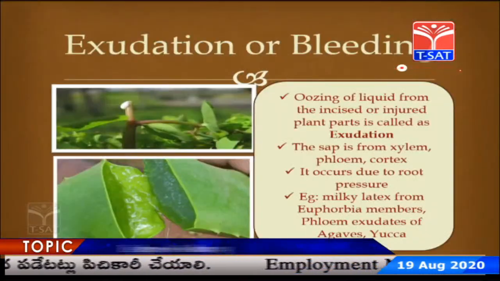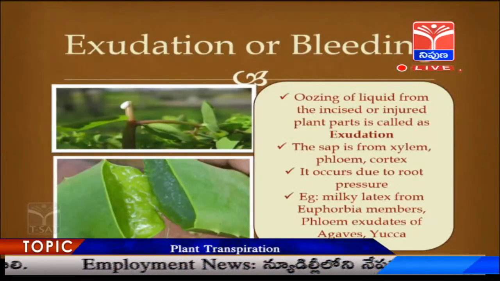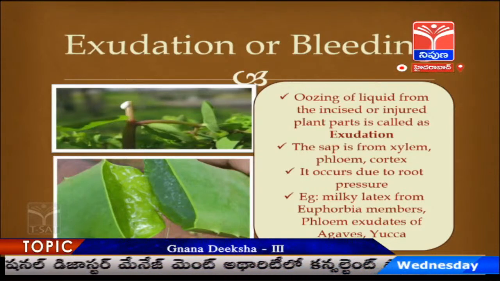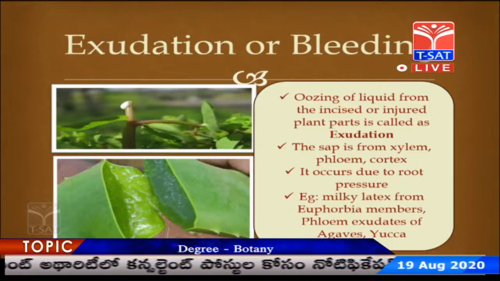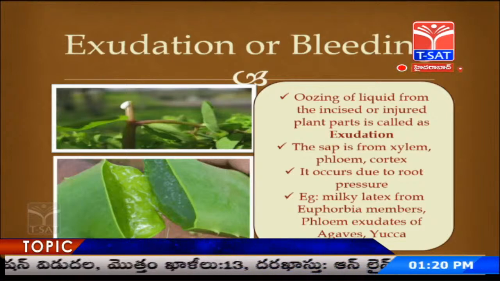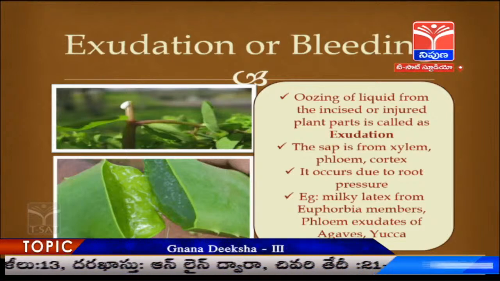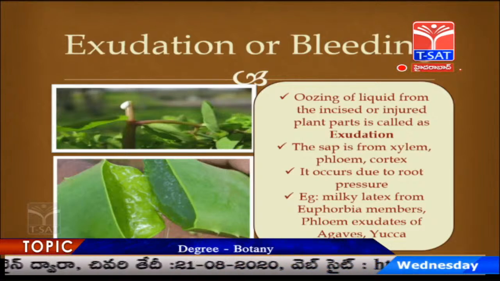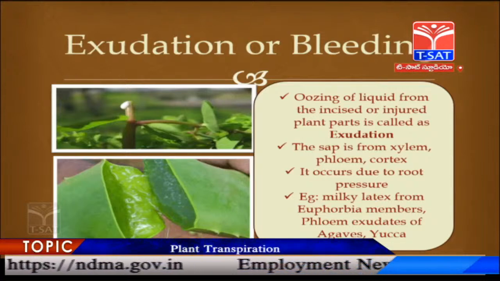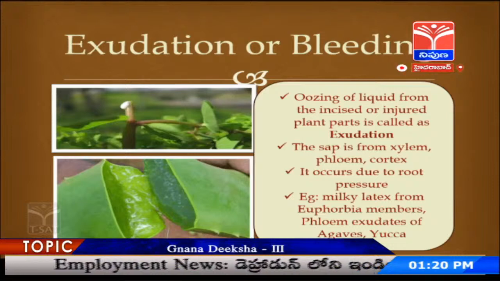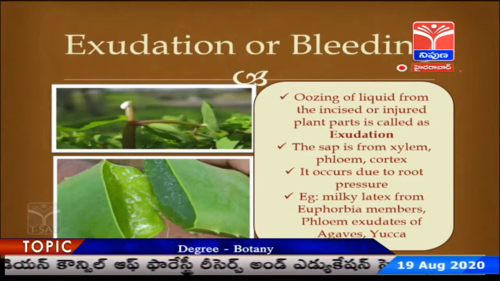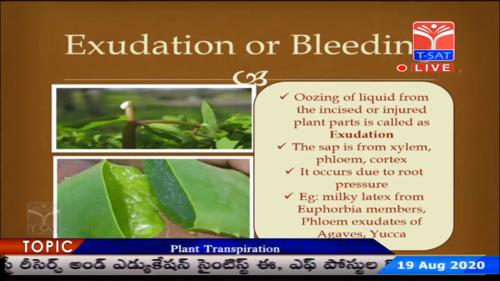Now, let us look into the next process called exudation, or bleeding. Guttation was all about oozing of aqueous liquid, water plus minerals and others, from uninjured parts. But if you look at a few family members, like Asclepiadaceae and Moraceae members, when you pinch the tip of a leaf or a stem, you find latex coming out of it. Oozing of liquid from injured, incised parts of the plant is called exudation. This exudation comes from either xylem, phloem or the cortex. Even the reason for exudation is the root pressure.